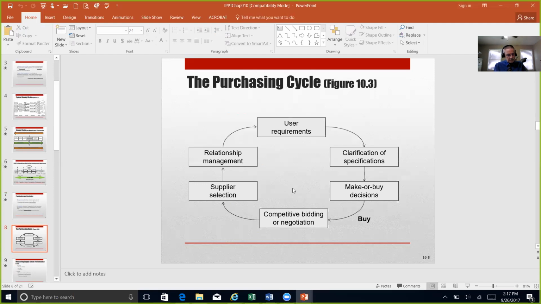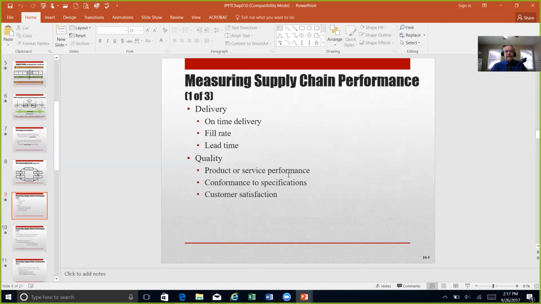So it's a continuous cycle, very similar to a cycle of improvement, but it's a purchasing cycle, again on figure 10.3. Some firms do it differently. Some will look at how we go about measuring supply chain performance, and it's going to be important that as you measure supply chain performance, you think about how we go about doing that. But before we talk about that, let's talk about over on page 228, when we think about global sourcing.